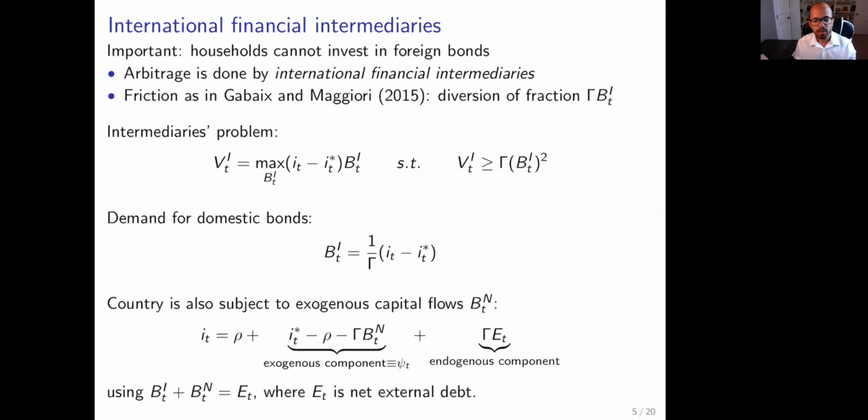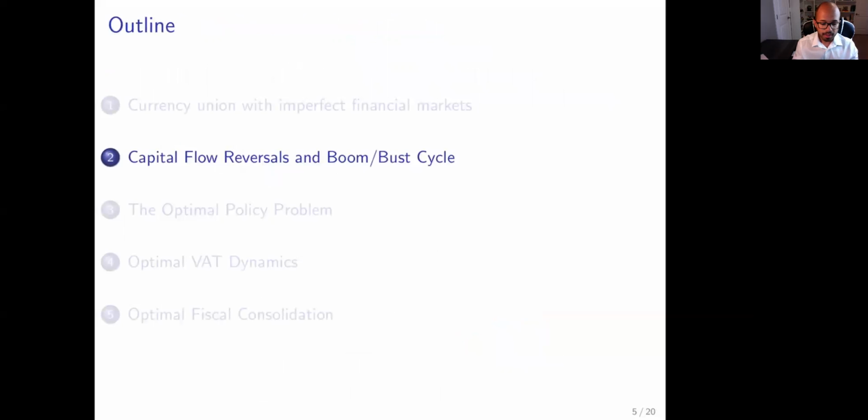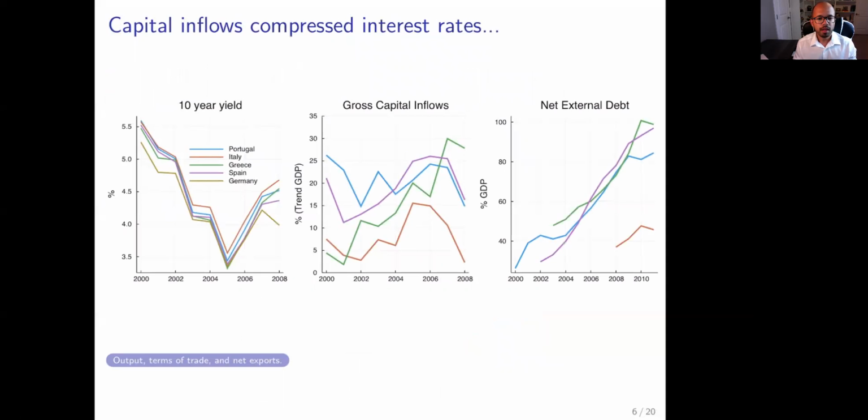The country is also subject to exogenous capital flow shocks that will affect the level of interest rates. So interest rates have an endogenous component and an exogenous component. The endogenous component depends on the level of external debt, and the exogenous component depends on the foreign interest rates and also on the amount of capital inflows. This capital inflow is therefore important in this economy.